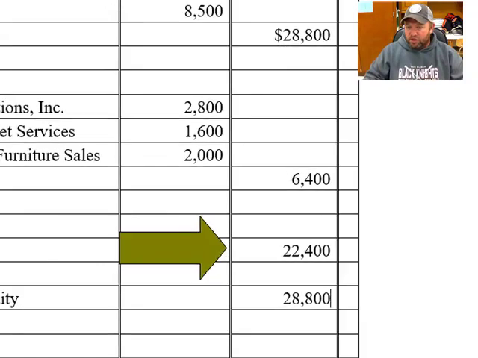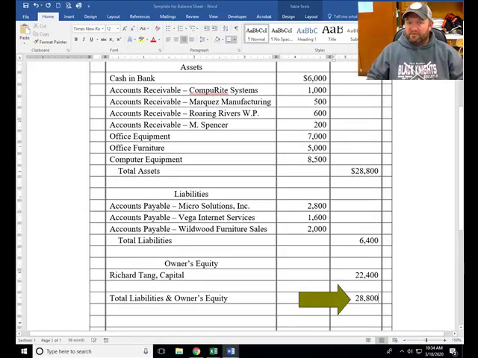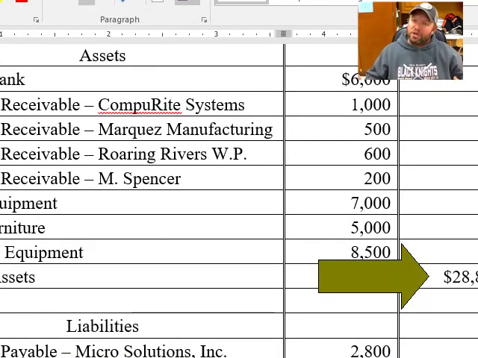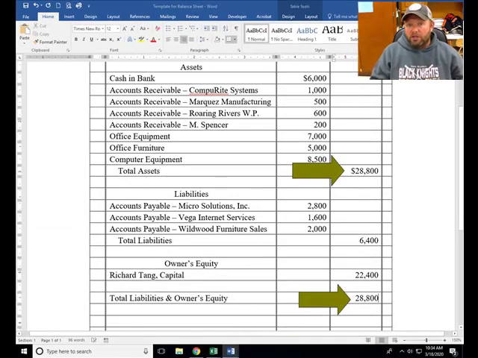So what we have here is liabilities and owner's equity is equal to assets. We just balanced the worksheet. Assets, $28,800, is equal to liabilities plus owner's equity, $28,800. You've just completed all three financial worksheets.